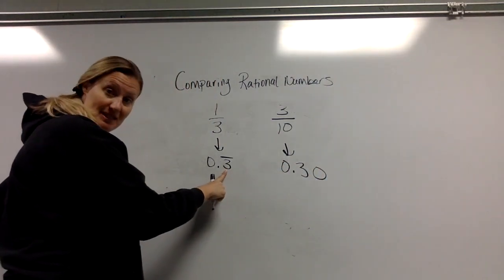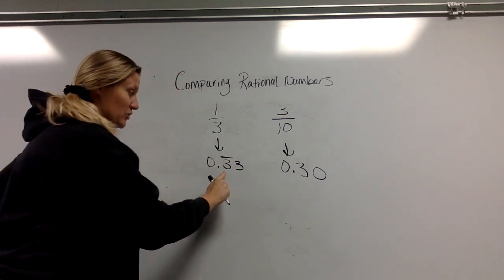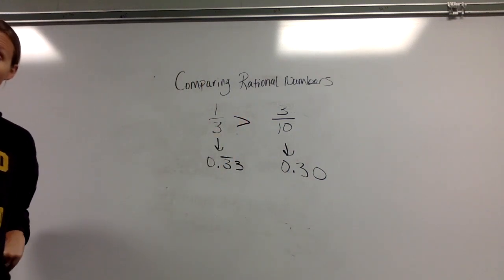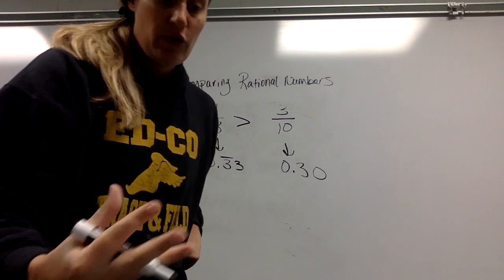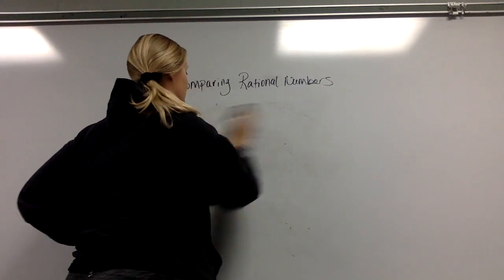Here, this is a repetend sign, so our next digit is a 3. That means the 3 is continuous. So I have 33 and 30. The 33 is larger, so 1/3 would be greater than 3/10. All right.